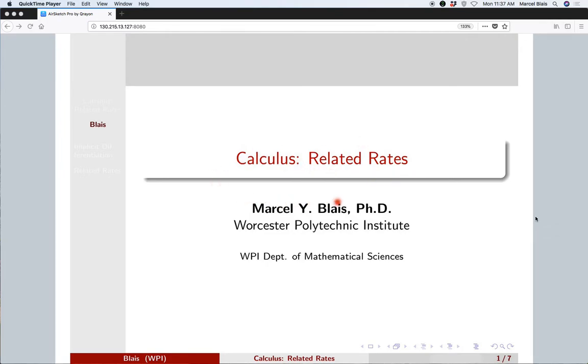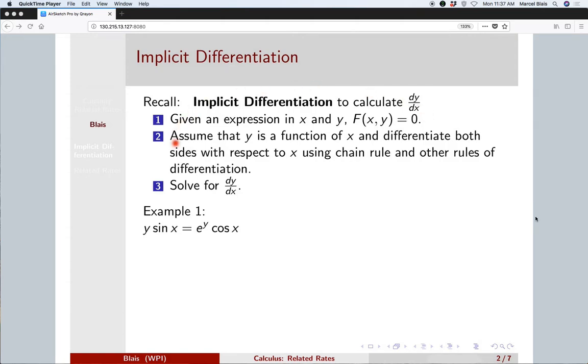In this lecture, we will be covering the topic of related rates, and this follows up on our treatment of implicit differentiation, as that will be the primary tool in related rate problems. So let's recall how implicit differentiation worked.